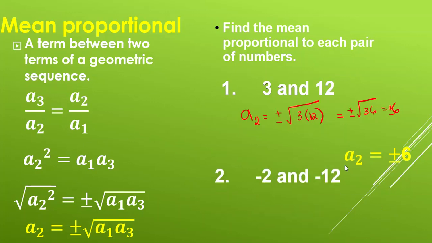Negative 2 and negative 12. You are to insert one geometric mean. So without solving for the r, you go directly to a sub 2 is equal to positive negative, the product of the first and the third term. That is positive negative square root of negative times negative is positive, and 2 times 12 is 24. Then you simplify it. It can be simplified. So 24 is equal to 6 times 4. So that is positive negative 2 square root of 6. Okay?